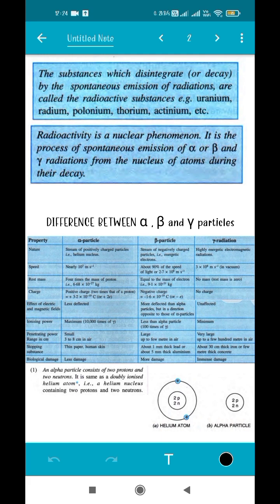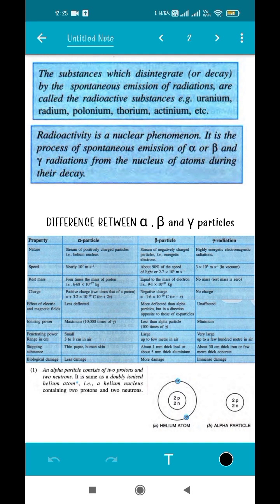Now the mass of an alpha particle. As you can see, in an alpha particle there are 2 protons and 2 neutrons. Therefore, the total mass of the alpha particle is 4 into the mass of a proton, because we know that the mass of a proton and the mass of a neutron is almost the same. So there are 4 particles together, so 4 into the mass of the proton. For beta particles, since we know beta particles are electrons, the beta particle has a mass equal to that of the electron. Gamma radiation has no mass.